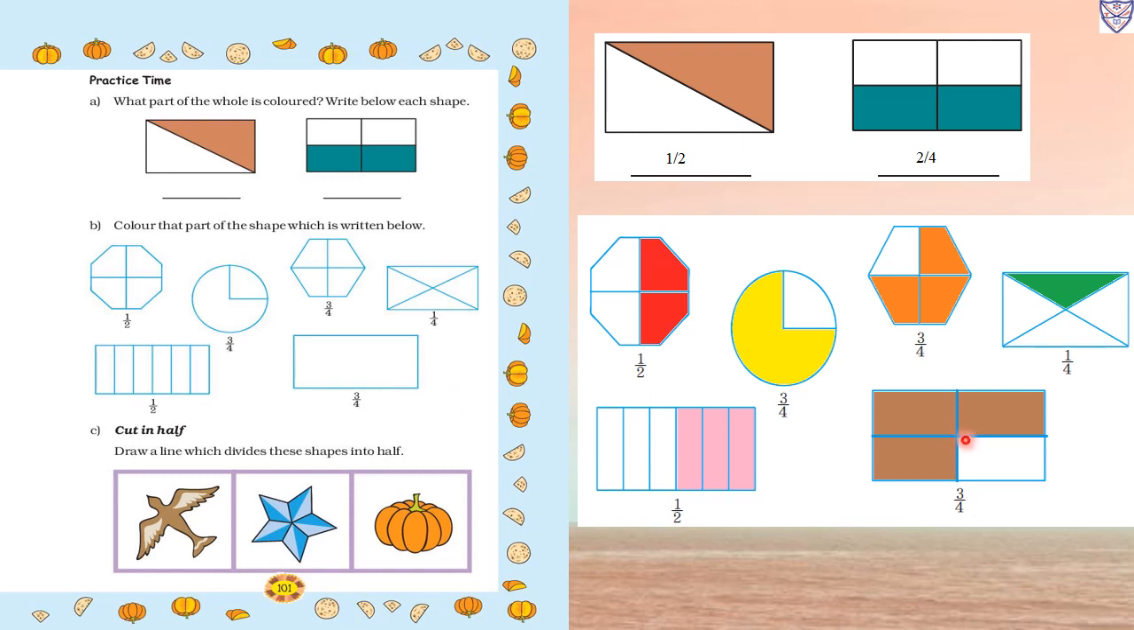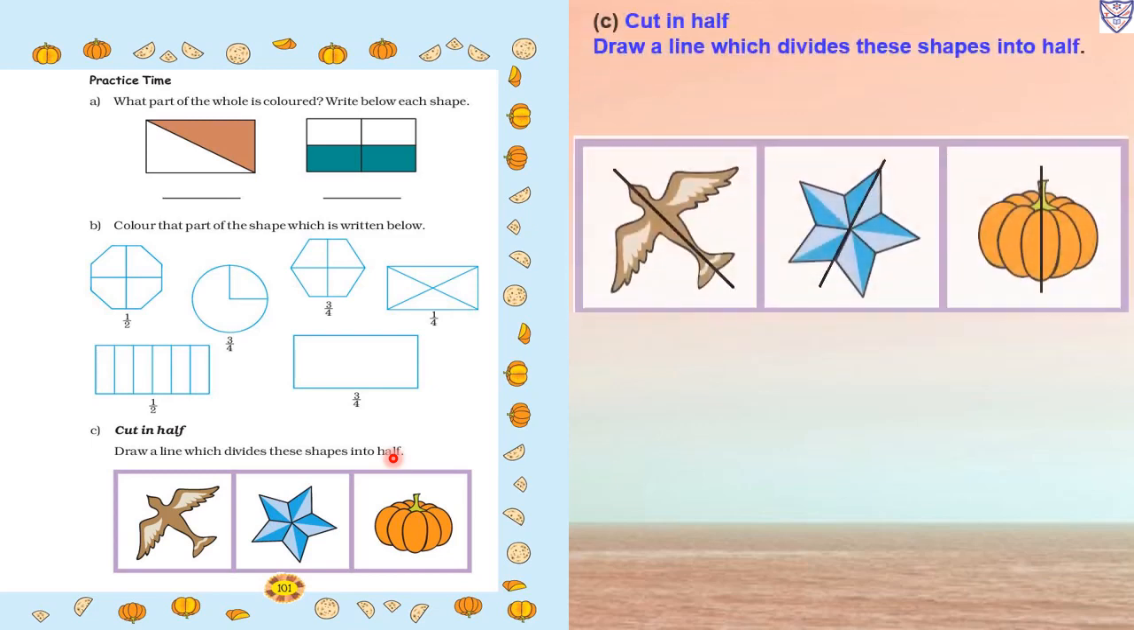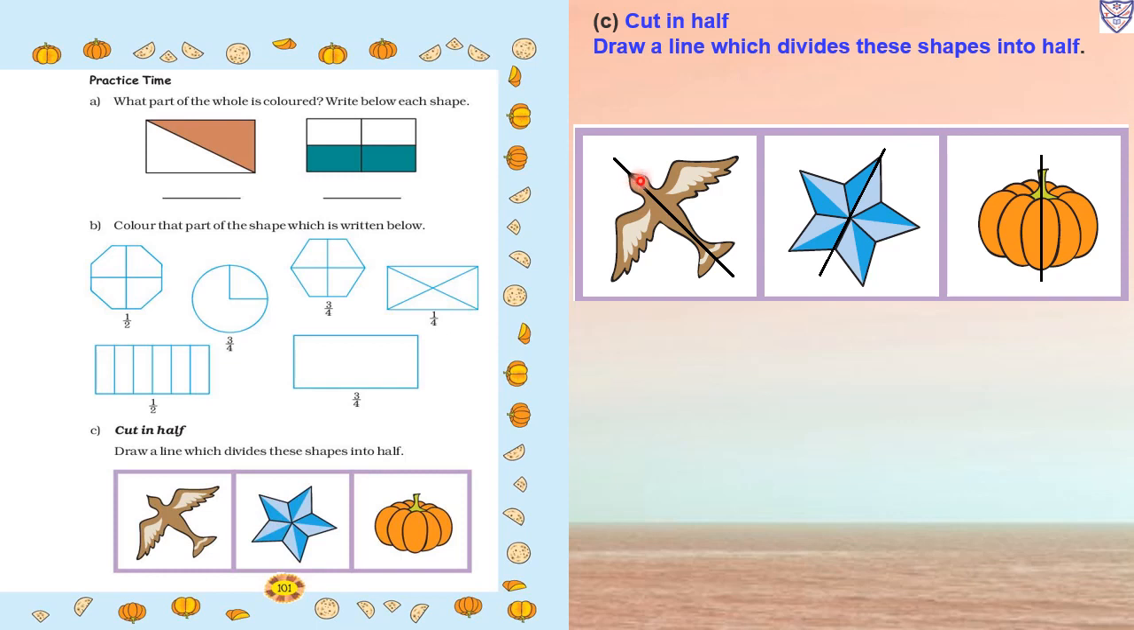Now next, 3/4. So we first have to draw the shape. We will divide it into 4 equal parts: 1, 2, 3, 4. And of those 4 we will color only 3. Now same page, cut in half. Draw a line which divides the shapes into half. The figures are given and we have to make them into halves. The bird is given, so between the middle of the bird we can draw a line, and it will become a half. Here also, for the star, we can draw a line through the middle. Here the pumpkin, through the middle of the pumpkin, it will become halves.